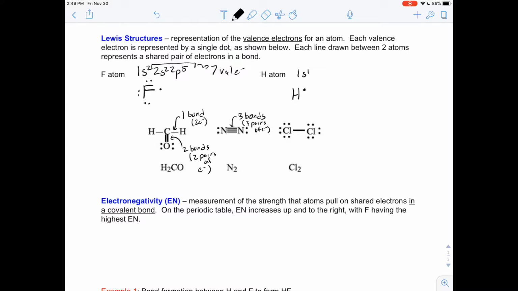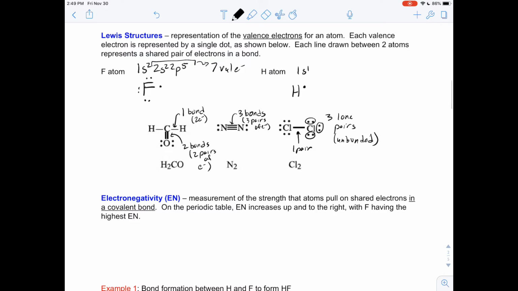And here again with our chlorine, we have one pair of electrons being shared between them. And then we notice that on each of these chlorines there are three what we call lone pairs. So these are unbonded electrons. Now when we think about bonding, it's really important for us to think about how the electrons are shared. And it's dealing with this idea of electronegativity.